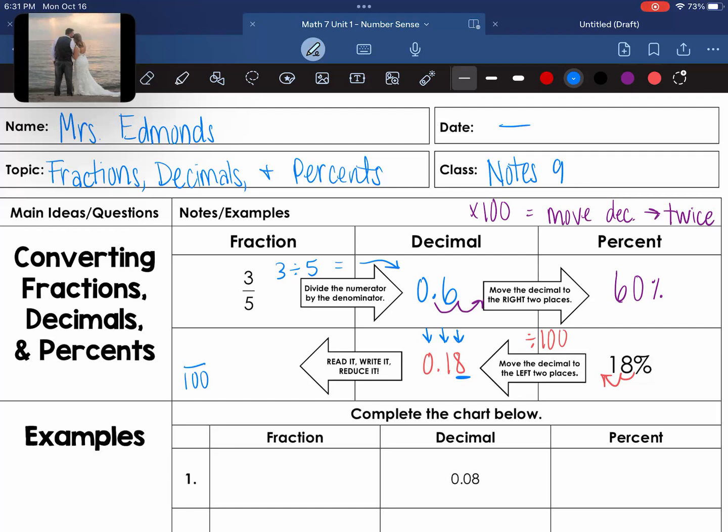And then we just write that number, which is 18. Now we do need to simplify. So on top and bottom, you can divide by 2, which gives us 9/50 as our final answer.